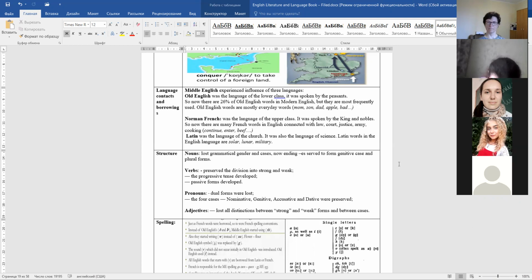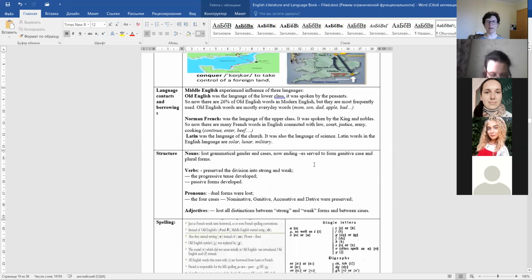Norman French was the language of the upper class. It was spoken by the king and nobles. So now there are many French words in English connected with law, court, justice, army, cooking. For example, continue, enter, beef. And Latin was the language of the church. It was also the language of science. Latin words in the English language are solar, lunar, military.